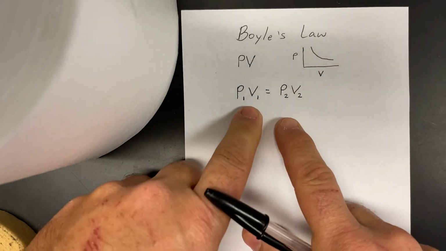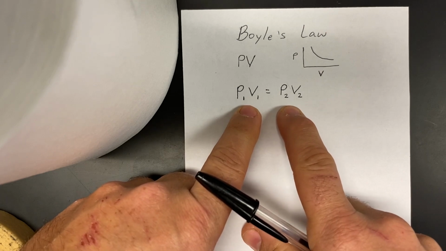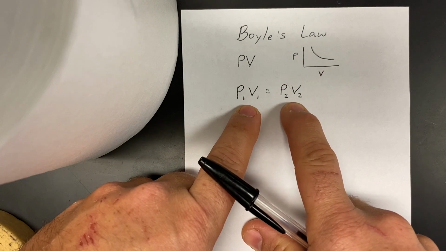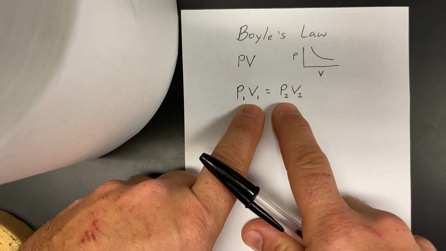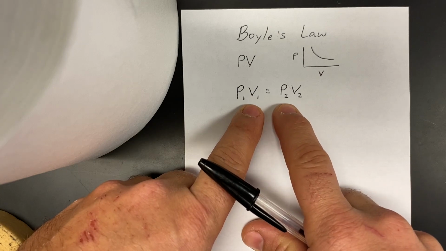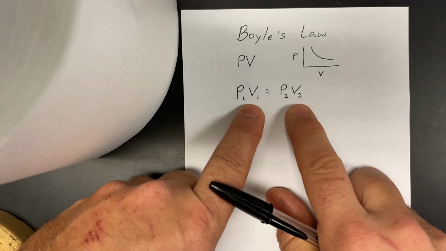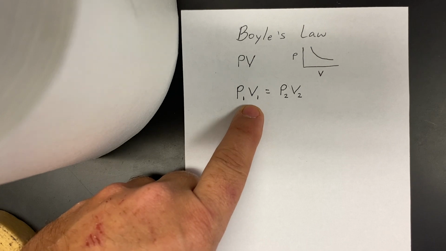Okay? So that's pretty much the equation you're going to use right there. P1 times V1 equals P2 times V2, where P1 is the original pressure, V1 is the original volume, P2 is the pressure in the new situation, and V2 is the volume in the new situation. Okay? So let's tackle one of these problems.